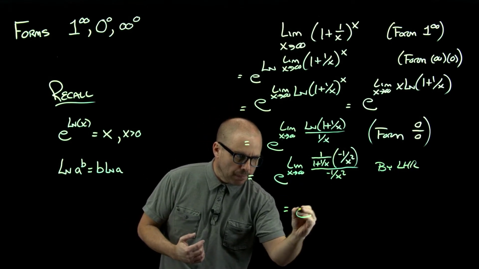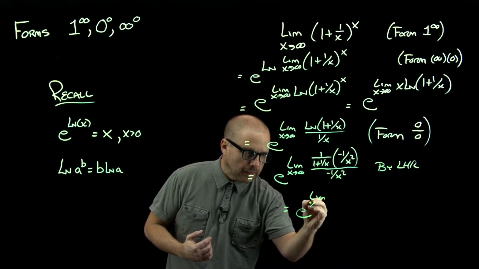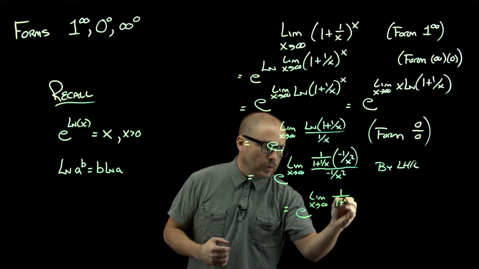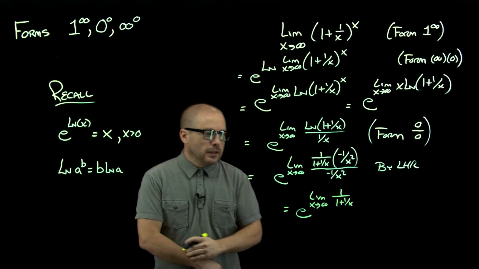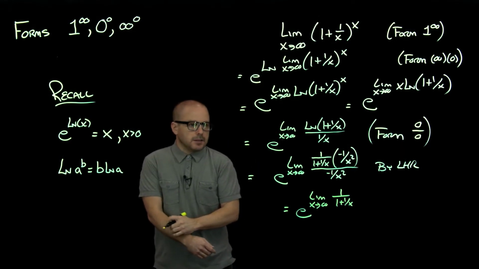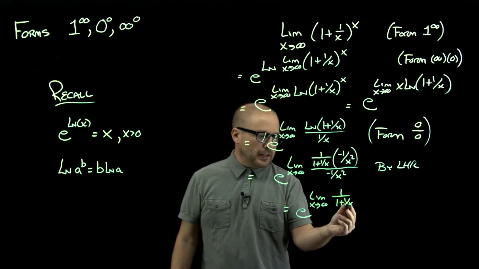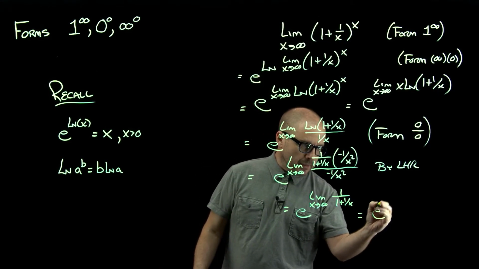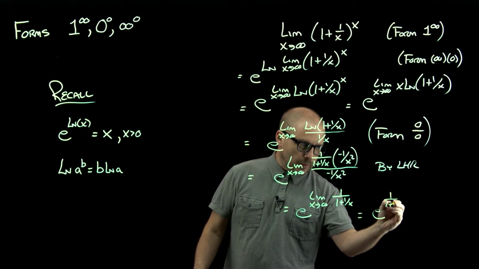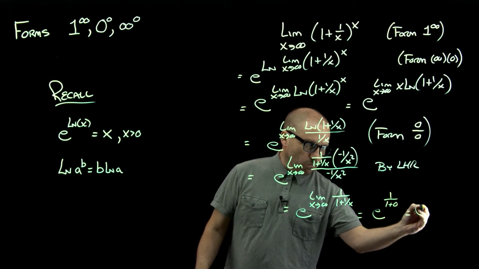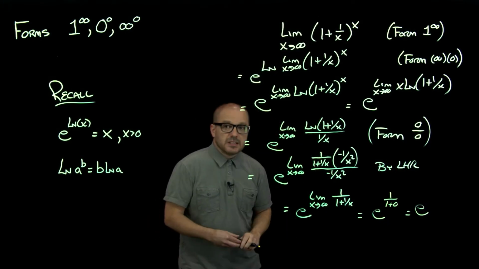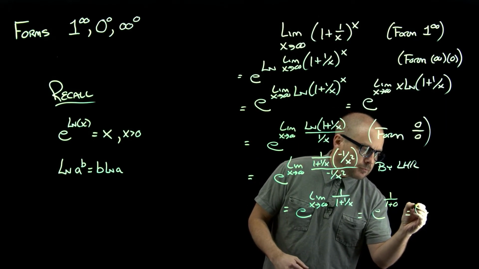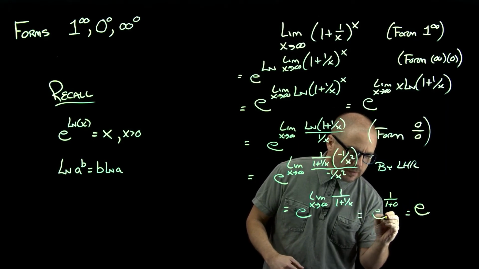And we just have e to the limit as x goes to infinity of 1 over 1 plus 1 over x. And now finally, that is not indeterminate. As x goes to infinity, that's headed to 0. You have e to the 1 over 1 plus 0, or just e. And there we have it.